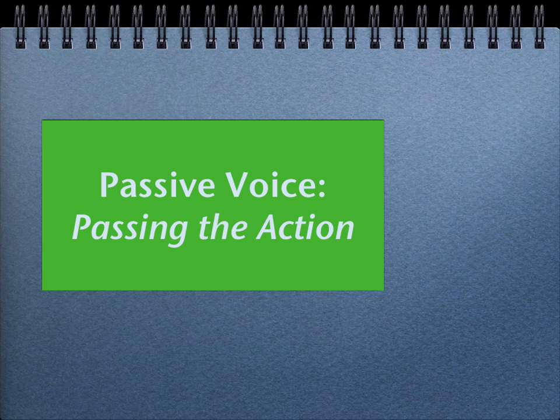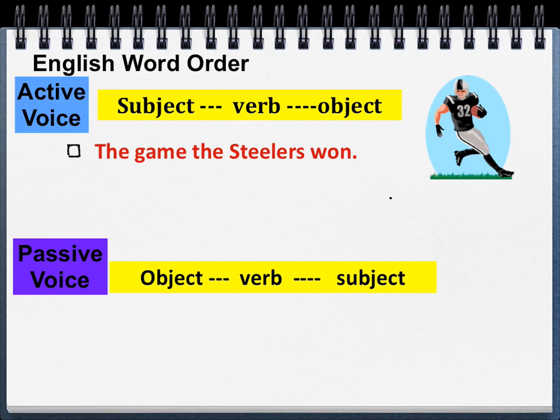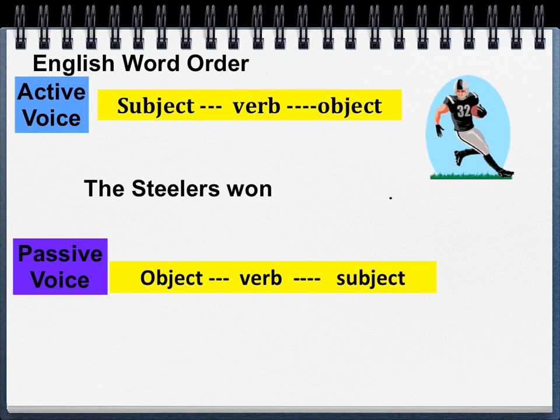First, let's take a look at English word order. We usually speak in the active voice, and our word order looks like this: subject, verb, object. The game the Steelers won. Well, that's not correct. Let's straighten this out. The Steelers won the game. The Steelers is the subject, won is the verb, and the game is the object.